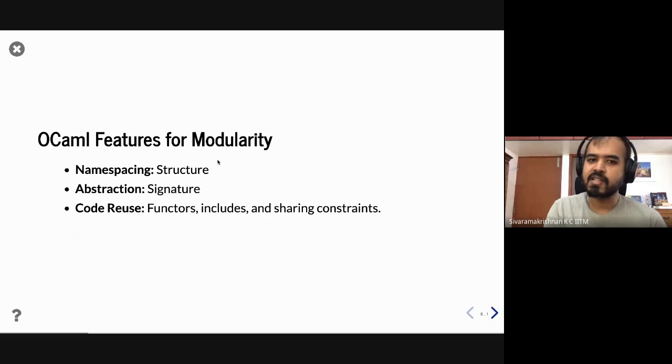At a high level, a structure is like a value. A signature is like a type. And functors are like functions. And includes and sharing constraints have no analog in the concepts that we've seen so far. But these are the high-level concepts.